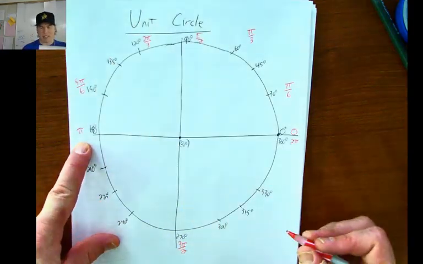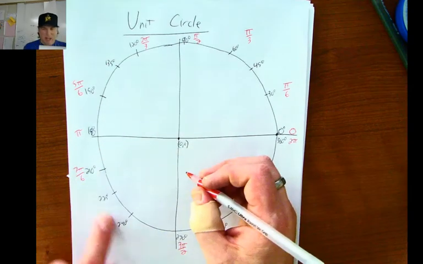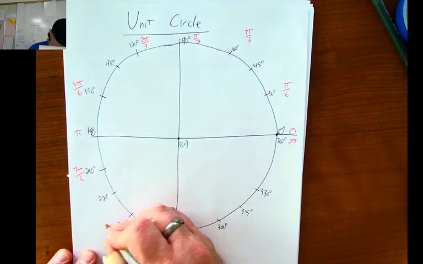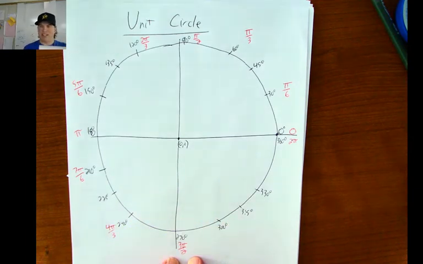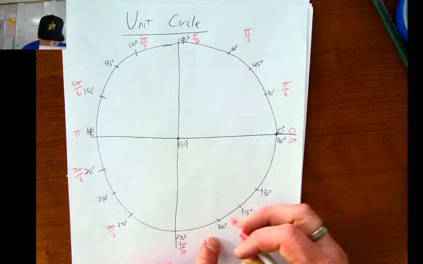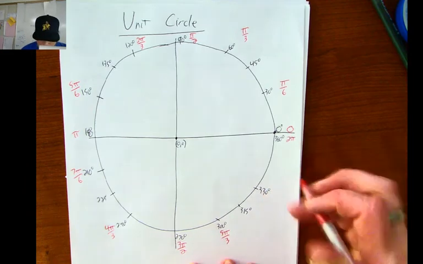6 pi over 6, 7 pi over 6, 8 pi over 6, which reduces to 4 pi over 3, 9 pi over 6, which reduces to 3 pi over 2, 10 pi over 6, which reduces to 5 pi over 3, and 11 pi over 6.